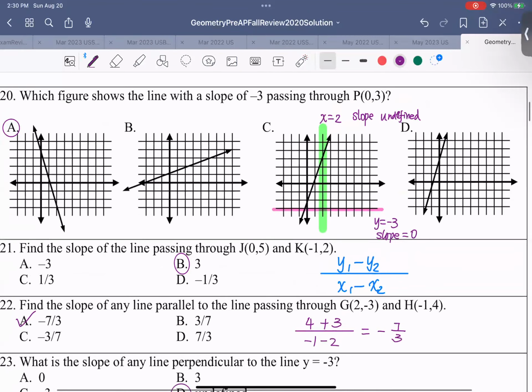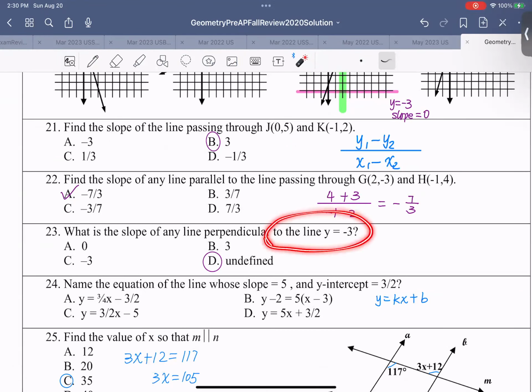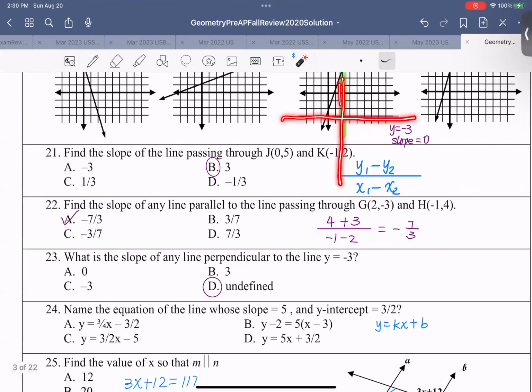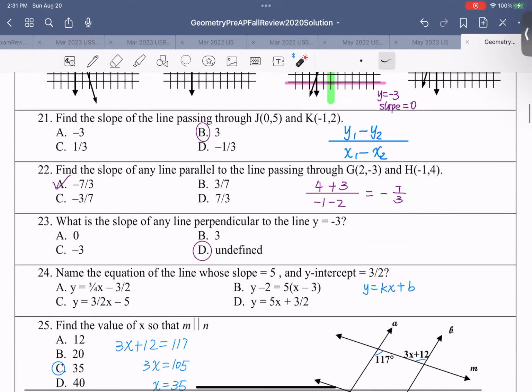Okay. So the one here is asking, you have a horizontal line, then which one is perpendicular? Well, if you want to be perpendicular to a horizontal line, that means you are a vertical line. Okay? It's undefined. So it's undefined. Good. Next one. If you have a slope, phi, and you have a y-intercept, which one do you choose?